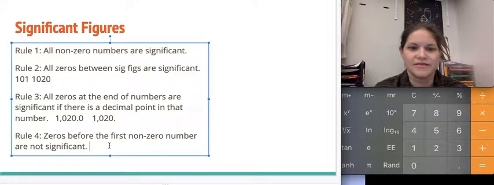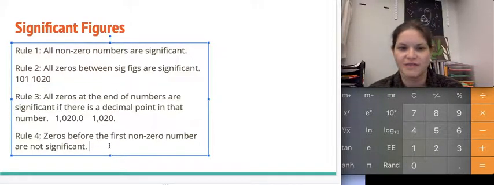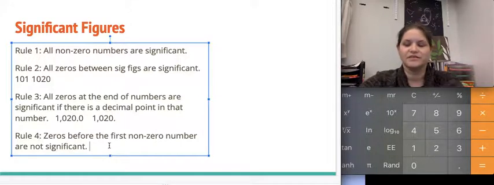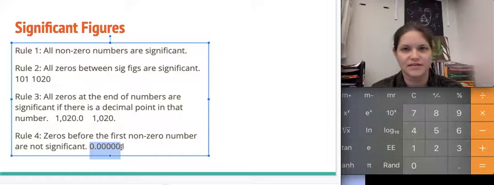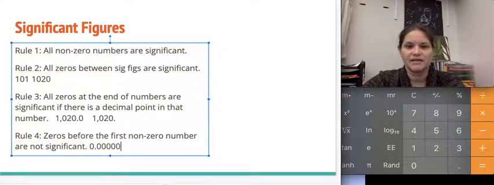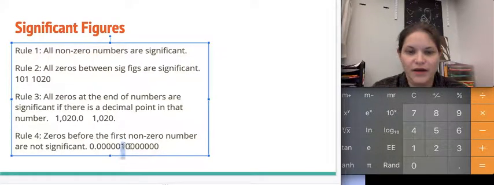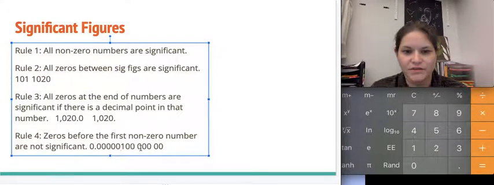The last thing is zeros before the first non-zero number are not significant. Those are placeholder zeros like 0.00001. All of these zeros are just placeholder zeros and they are not significant. They don't get counted. But then anything that comes after that first non-zero, those get counted. So because all of these zeros after here are coming after that one, they all get counted. And so that's where putting spaces in here can kind of help. So that's going to be 1, 2, 3, 4, 5, 6, 7, 8 sig figs. Just those are going to get counted.